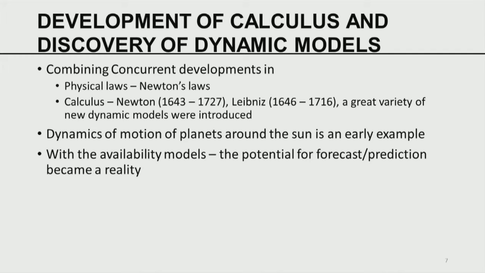Newton and Leibniz are credited with the discovery of calculus. Once calculus was understood, the notion of dynamic models came into existence, the notion of a differential equation. The first set of differential equations they developed is for the motion of the earth around the sun, motion of planets around the sun. So the dynamics of motion of the planets around the sun was well understood in the early days of Newton himself.